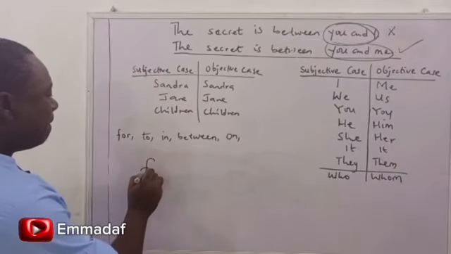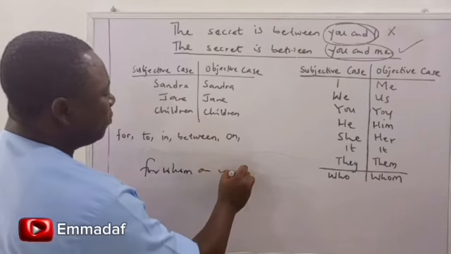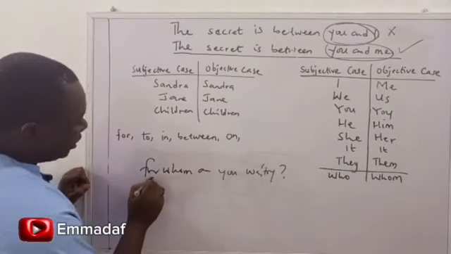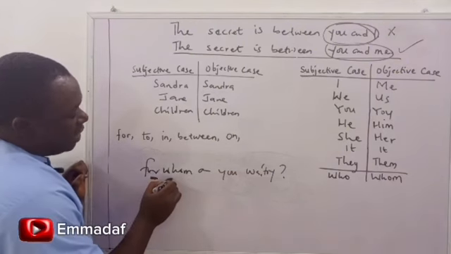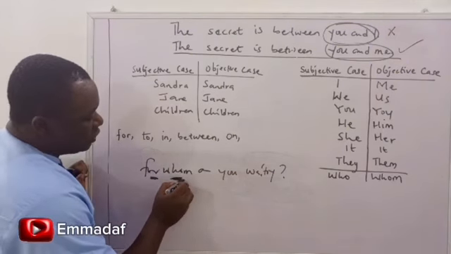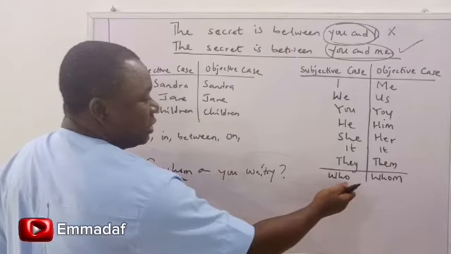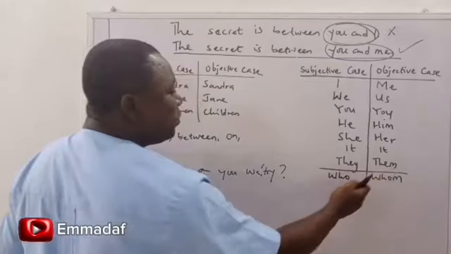For whom are you waiting? This is a preposition, and the pronoun that follows it must be in the objective case. This is the subjective case, this is the objective case. So you use this.